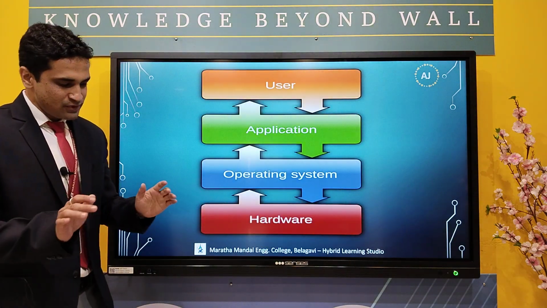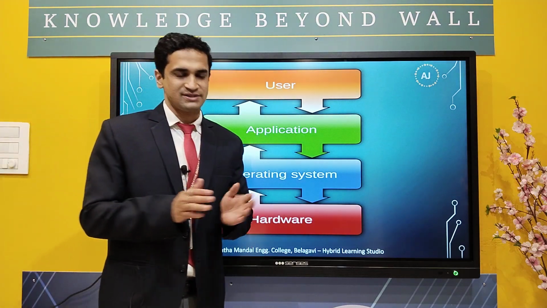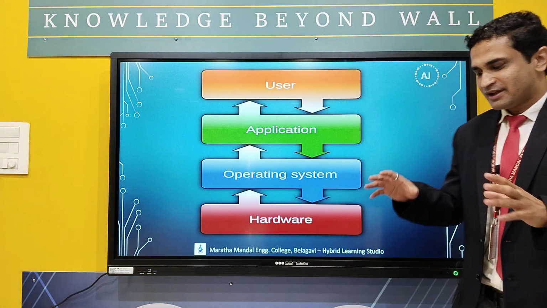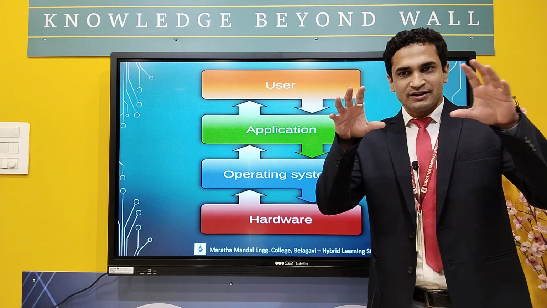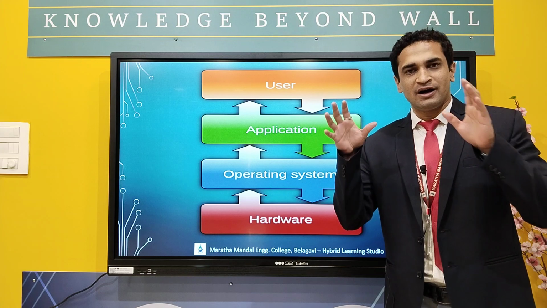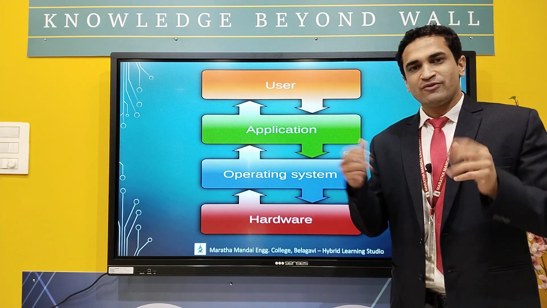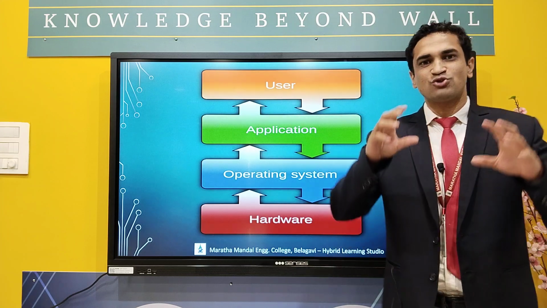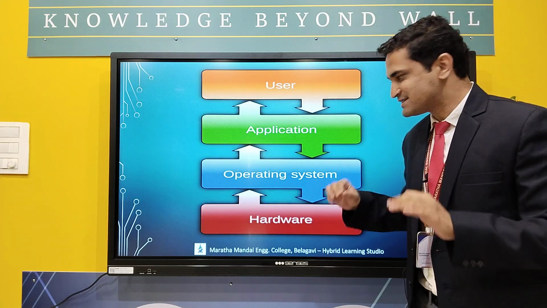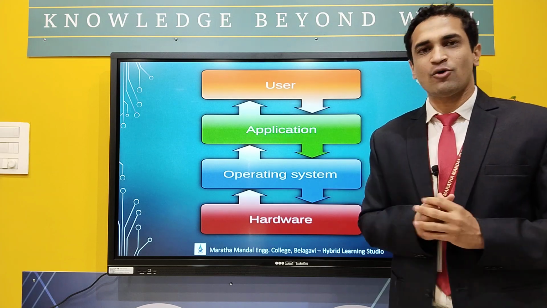Now we'll see why we have to use an operating system. When we purchase a laptop, an operating system is already installed, a Microsoft operating system, Windows 11, Windows 10, or Windows 7. Why do we require that? We cannot directly install or download an application without it. So we will see what exactly the need of the operating system is.